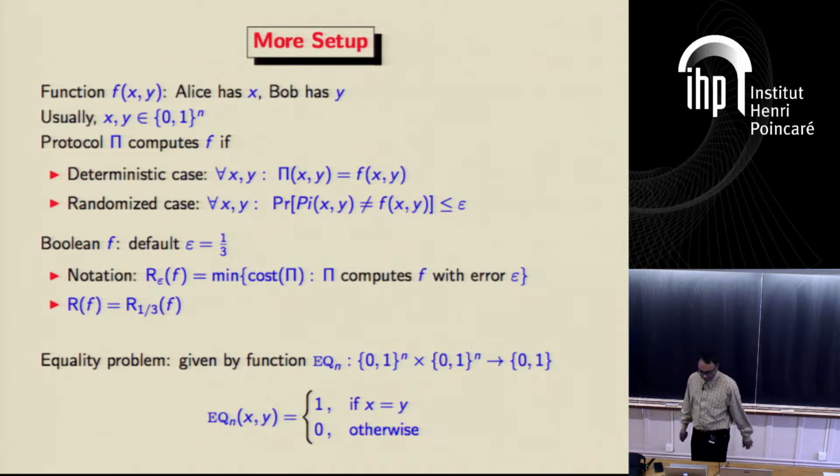Okay, good. So let's look at our first function and consider various notions of protocol for this function. This function is equality. This is where all of communication complexity starts. The equality function is 1 if the two inputs are equal and 0 otherwise.